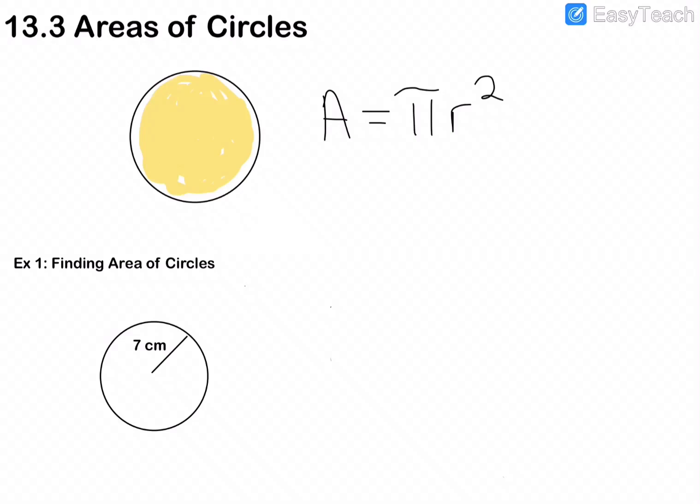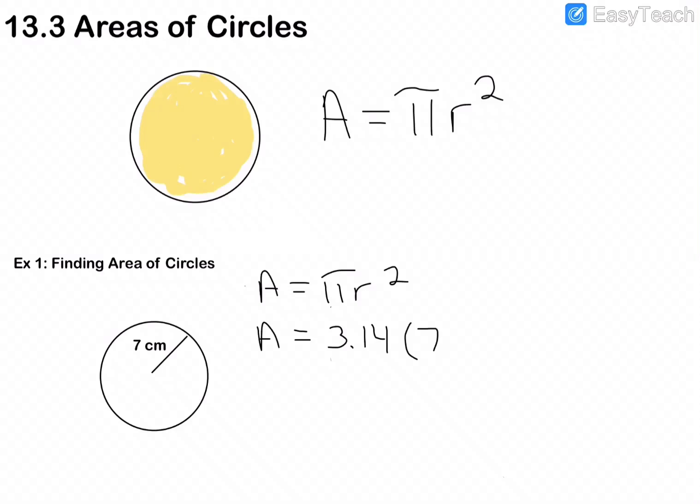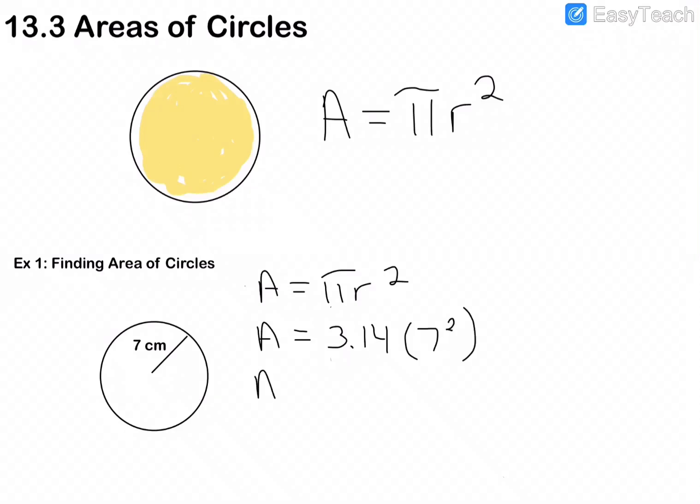So just to show you how that works, in example 1, we have a circle that shows us the radius of 7 centimeters. So we're ready to go with that. It's always a good idea to write down the formula each time you do the problem, because that will be a good way to make it stick. Alright, so A equals 3.14 times 7 squared, which makes that 3.14 times 49.